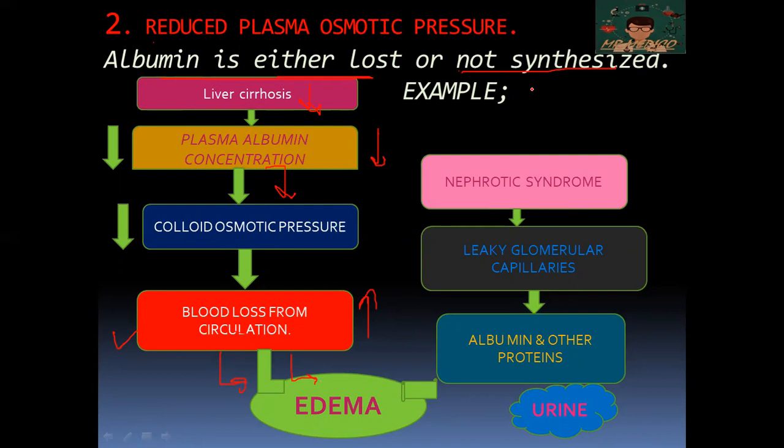The second condition is where the albumin is in the exact amount, but it is getting lost. The albumin is getting lost due to nephrotic syndrome. In this syndrome, the glomerular capillaries get leaky, due to which the albumin and other proteins are excreted through urine. When the albumin gets excreted in the urine, obviously it causes a condition called edema.